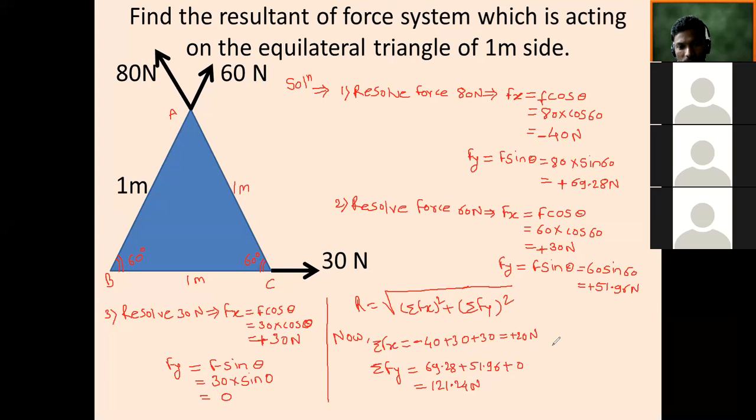Resultant R is equal to the square root of summation Fx squared plus summation Fy squared. Apply the formula and tell me the final answer. Calculate now. The formula is with you, and both the values are with you, summation Fx and summation Fy. Tell me the value of the resultant.